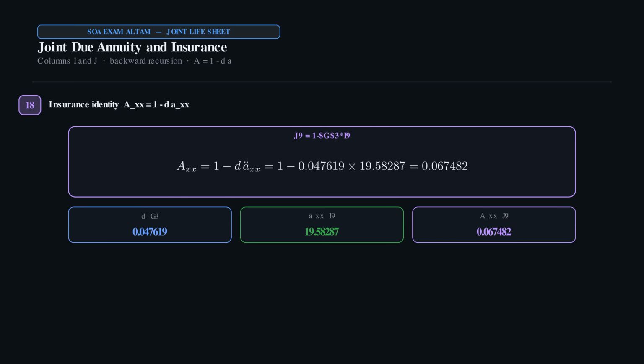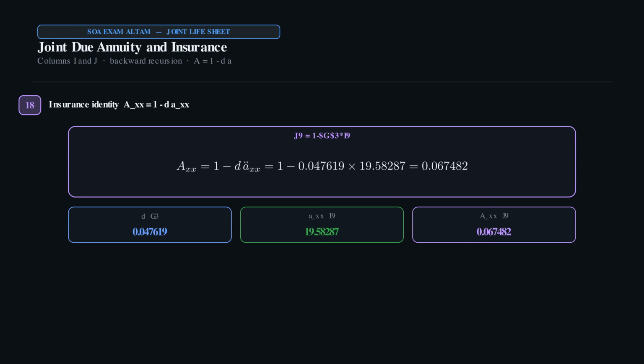Column J never sums a series of V to the KQ. It uses the discrete identity A equals 1 minus D times the due annuity. 1 minus 0.047619 times 19.58287 is 0.067482. That is cell J9.